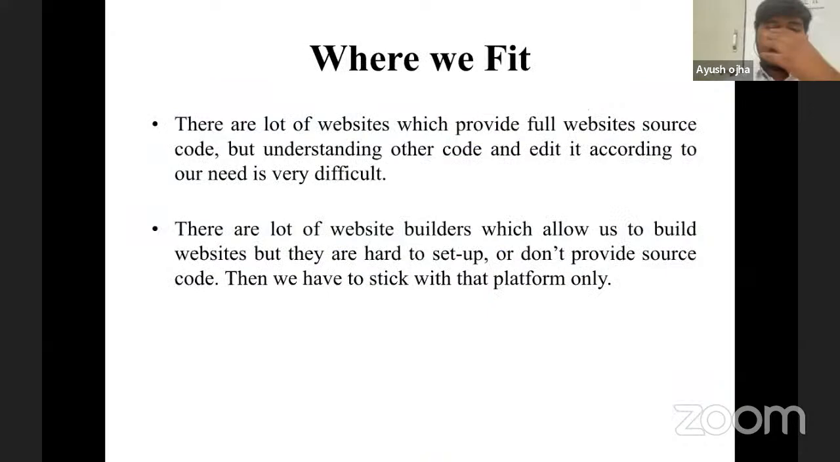So where we fit is, there are two types of pre-written code solutions if we don't want to create a website from scratch ourselves. We use tools like Bootstrap and Tailwind CSS, which provide classes or components. We can use those components in our code. We still have to create our code base, but we can use some part of their code to implement some functionality.